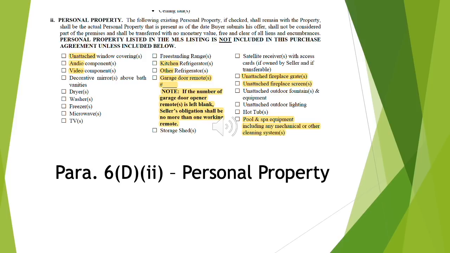We also broke down fireplace gates and screens into two separate sections, and also we added pool and spa equipment, including any mechanical or other cleaning systems. Now you have to remember, again, this is personal property, this is not fixtures, and so you always need to come back to the definition of fixtures and the definition of personal property, which we have in our definition section of our purchase agreement. That's first and foremost controls. So everything in this section is assumed to be unattached to the property. It is not supposed to be attached, because if it is, it falls into the fixture section.